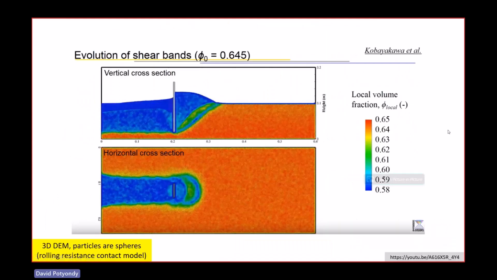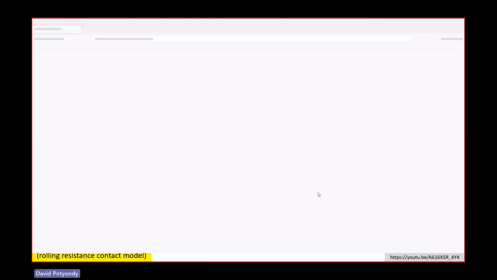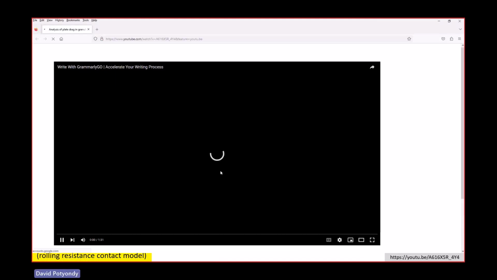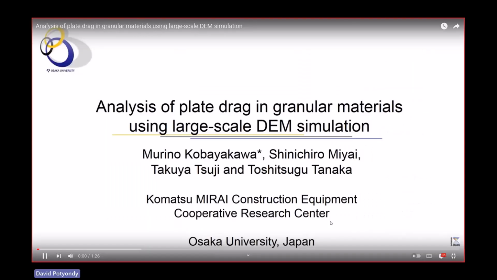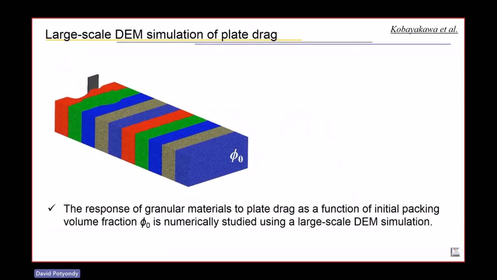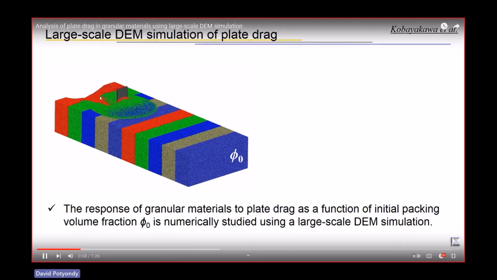I want to show this now. This is an industrial scale 3D discrete element simulation using particles that are spheres with rolling resistance. This is not done with PFC as far as I know. This is on a YouTube thing and it's extremely interesting and it kind of speaks for itself. Here we go. So watch this. This is a plate that's being dragged through the granular material. See that? The plate being dragged through there.